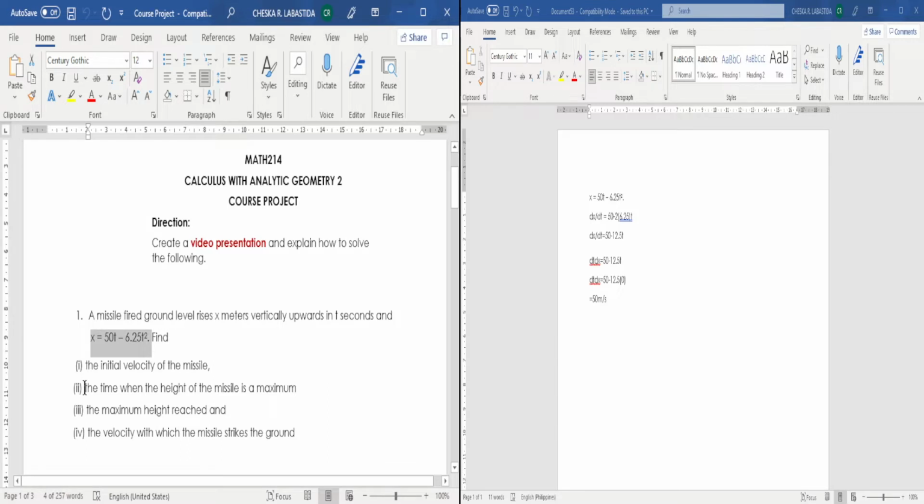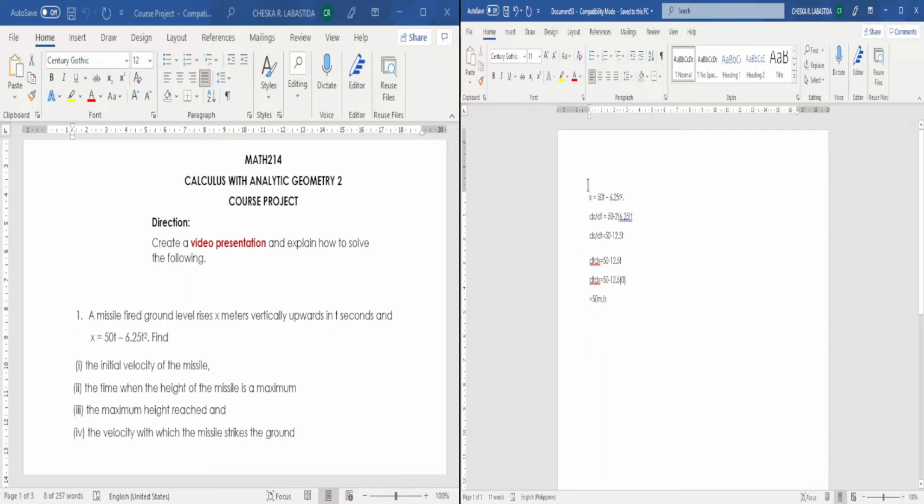So second, the time when the height of the missile is a maximum. In order for us to find the time when the missile is at maximum height, we need to find the first derivative of the function, which is x equals 50t minus 6.25t squared. Thus, we have 50 minus 12.5t equals 0, transferring 50 to the right side, which gives us t equals 4 seconds.